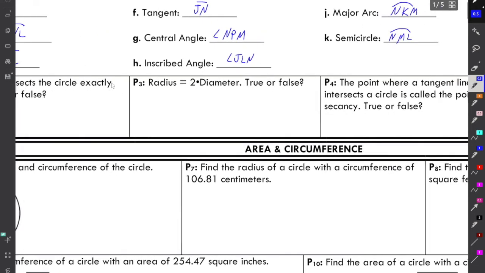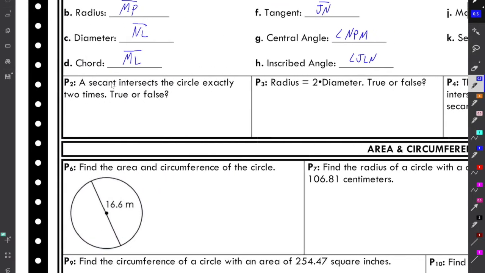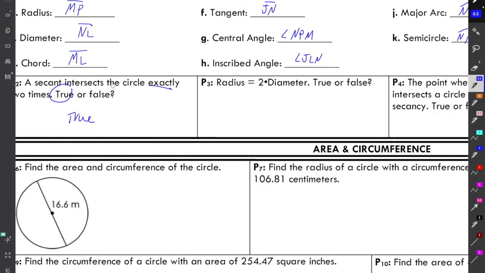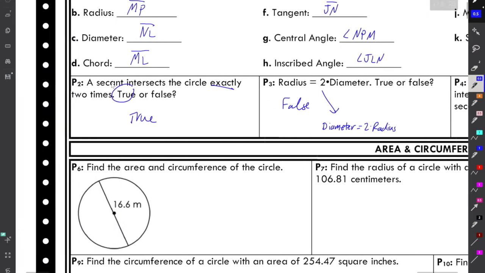All right, 2 through 5 are true or false questions. Number P2, a secant intersects the circle exactly 2 times. That is true. P3, a radius is equal to 2 times the diameter. True or false? That's false. A corrected version is that the diameter and the radius should be switched in this case. Radius is smaller than the diameter, so it should be diameter equals 2 times the radius. Okay, didn't ask to correct it, but I just thought we would.